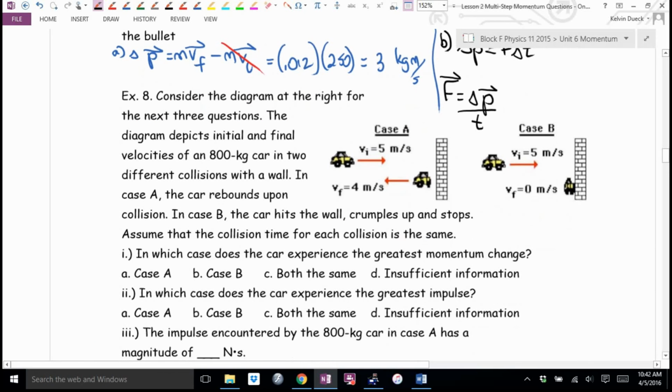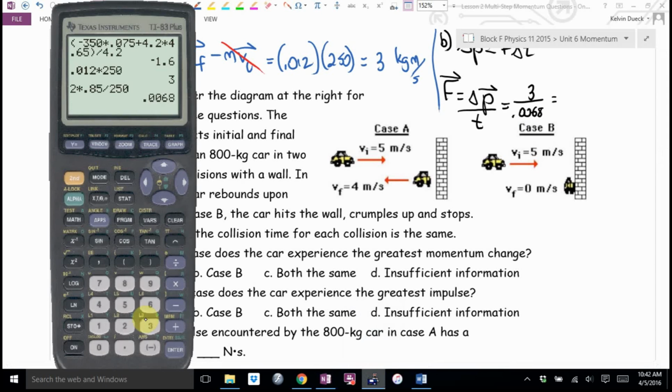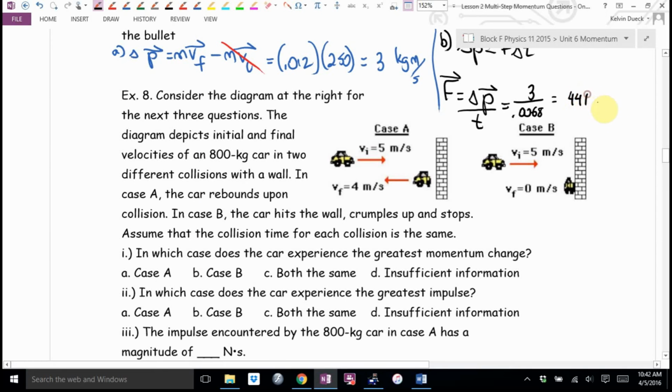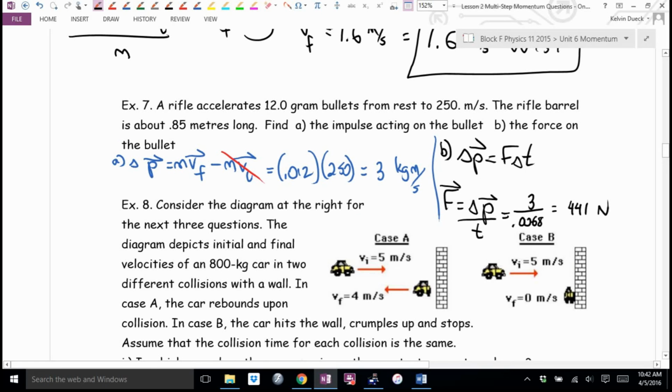And now I can go plug it in up here. The impulse is going to be, the force is going to be the impulse divided by 0.0068. And I get 441. 441 newtons. Along the barrel, I think, in the direction the bullet traveled. I'm pretty sure a gun pushes a bullet forwards, not backwards.